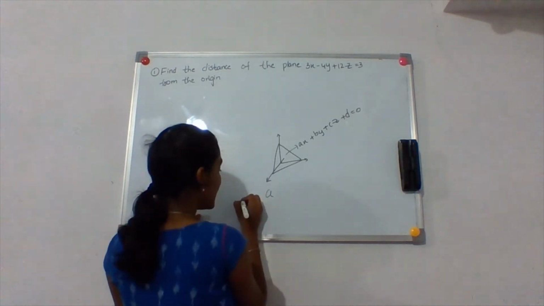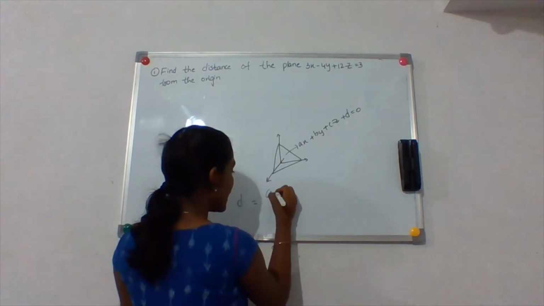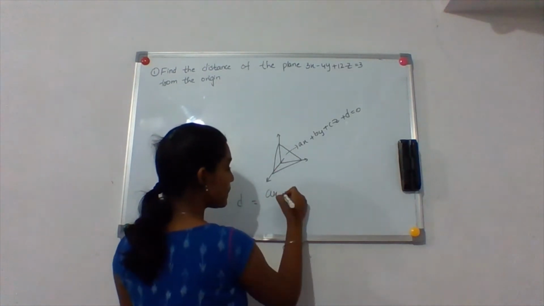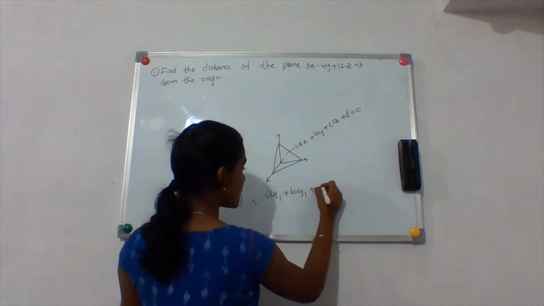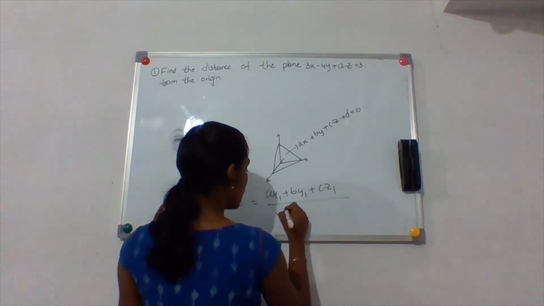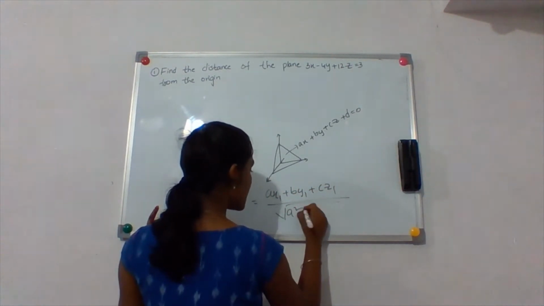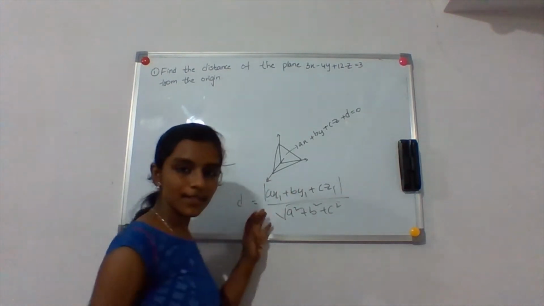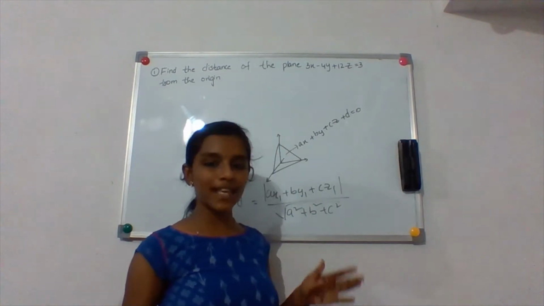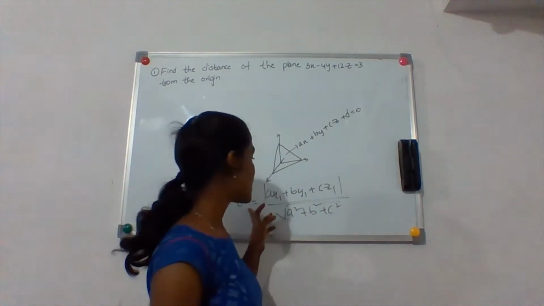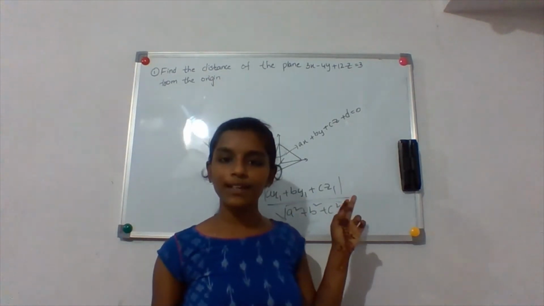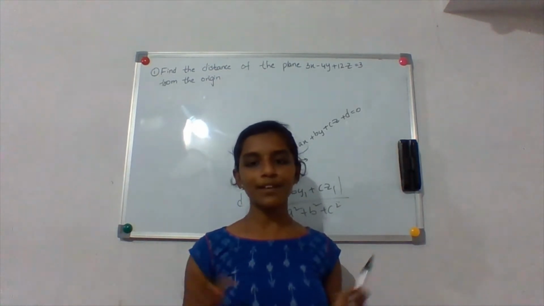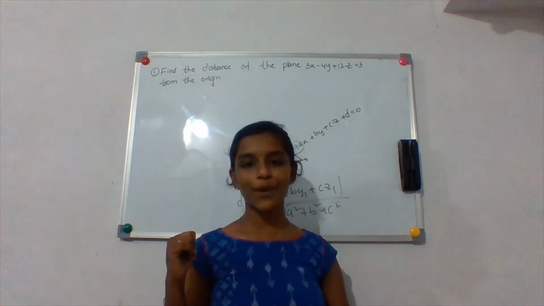The formula will be: distance equals mod of ax1 plus by1 plus cz1 plus d, divided by root of a square plus b square plus c square. So this is the formula. You're going to use the same formula over here and find the distance. Here x1, y1, z1 is the origin. That's it, and you're going to do the whole sum. If you want, you can also try this problem.